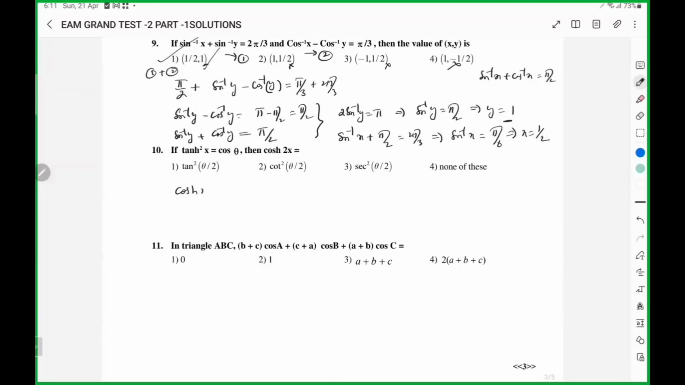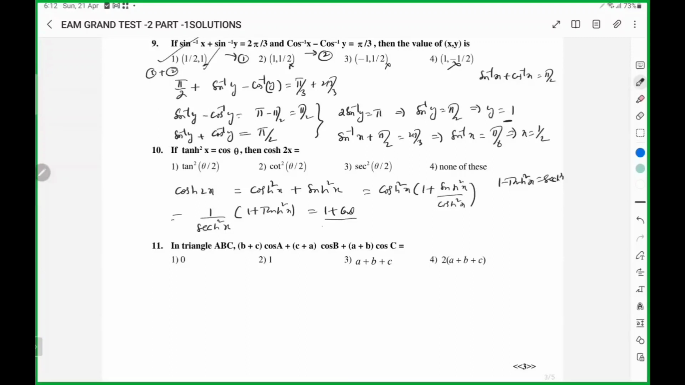cosh 2x will be cosh square x plus sinh square x. Taking common, in terms of tan, 1 by sech square x, 1 plus tanh square x. We have a formula, 1 minus tanh square x is sech square x. So it is 1 plus cos theta by, so sech square x is 1 minus tanh square x, which is cot square theta by 2.